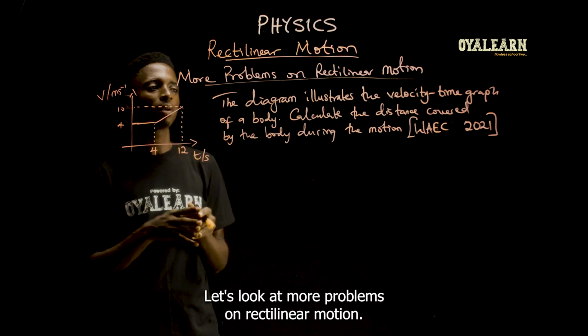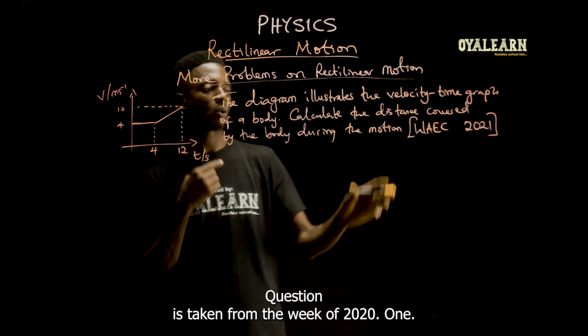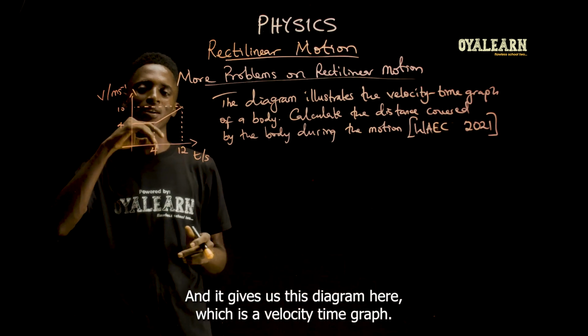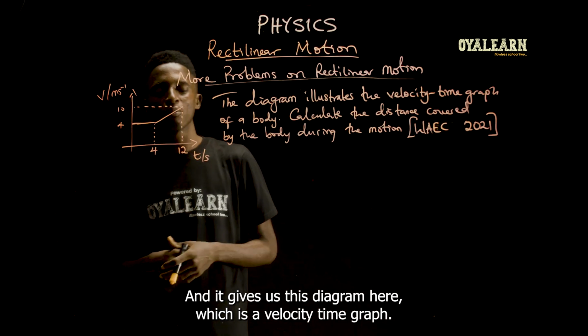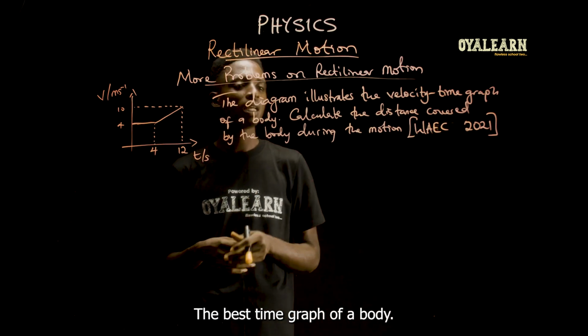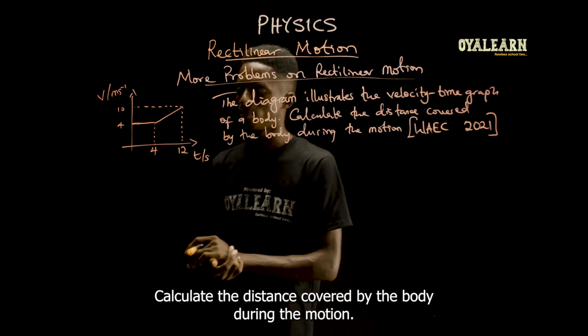Let's look at more problems on rectilinear motion. This particular question is taken from the WAEC of 2021. And it gives us this diagram here, which is a velocity time graph. And we're told that the diagram represents the velocity time graph of a body, and we are to calculate the total distance covered by the body during the motion.